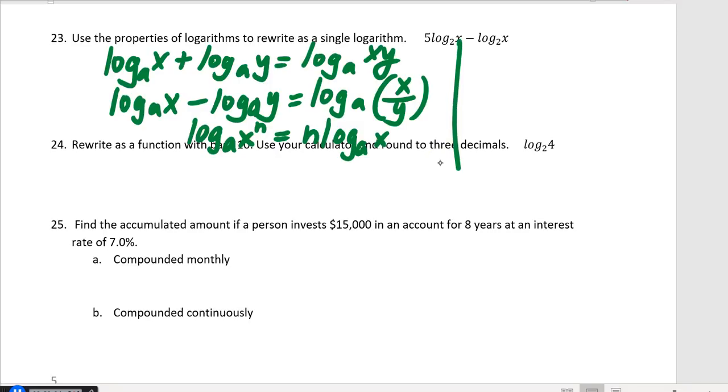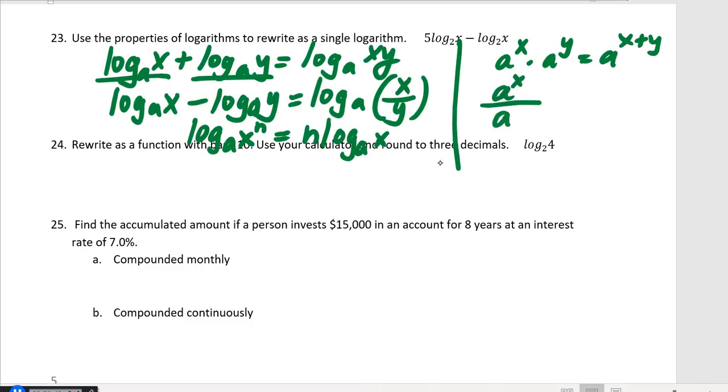And think about it. If you have a to the x times a to the y, you add the exponents. You add the logs. And when you have a to the x divided by a to the y, you're going to subtract the logs. So it'd be a to the x minus y. Let me say that again.